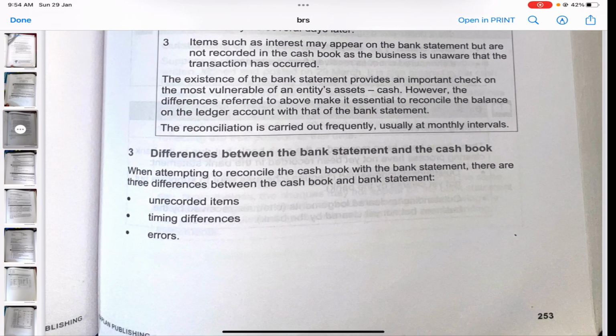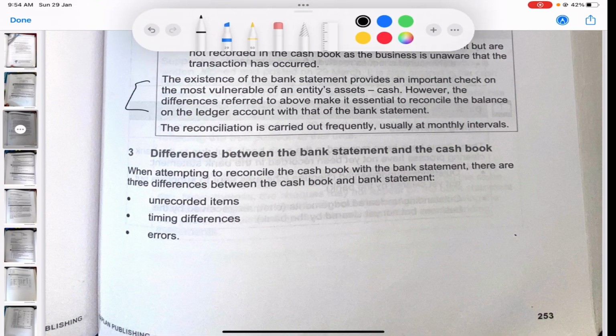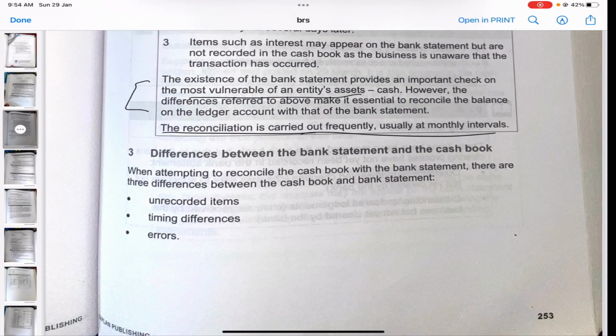Items such as interest may appear on the bank statements but are not recorded in the cash book as the business is unaware that such a transaction has occurred. The bank will deduct its interest charges and you won't even get to know. The existence of the bank statement provides an important check on the most vulnerable of an entity's assets, cash. However, the differences referred to above make it essential to reconcile the balance on the ledger account with that of the bank statement. The reconciliation is usually carried out on a monthly basis. That's what happens in most of the companies.